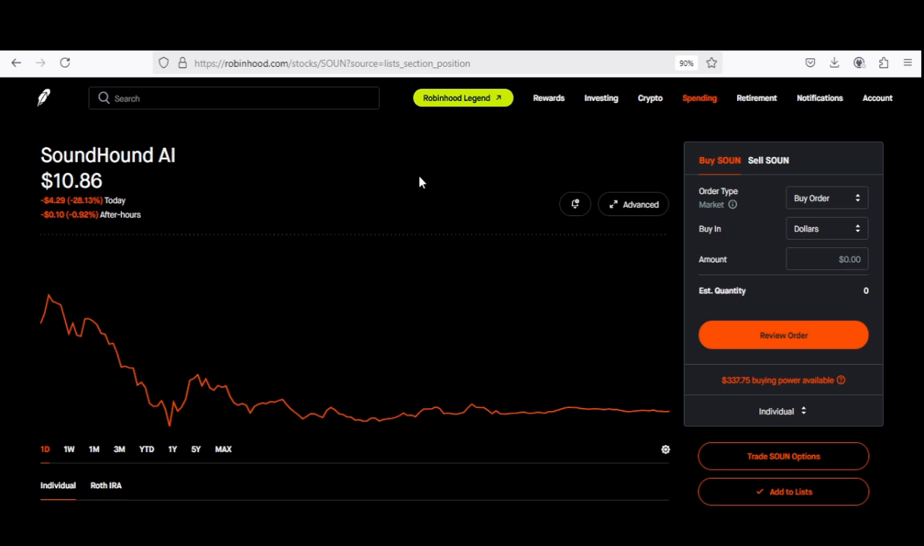Now, with options, you always have to make sure you know what you're doing. Especially, you always have to ensure that you have an exit strategy before getting into any option contract. The other thing you need to be aware of before trading any kind of option is always make sure that you do your own due diligence before investing.